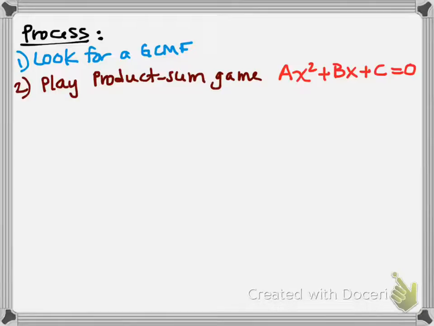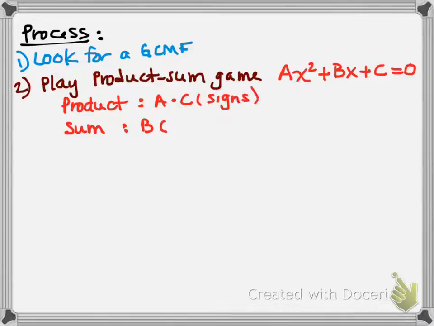So the product number is the a times the c. The sum number is the b. Now here's the important thing. You got to watch signs in the product. You got to watch signs in your sum number. The two numbers that make the product sum game work are called our factors.